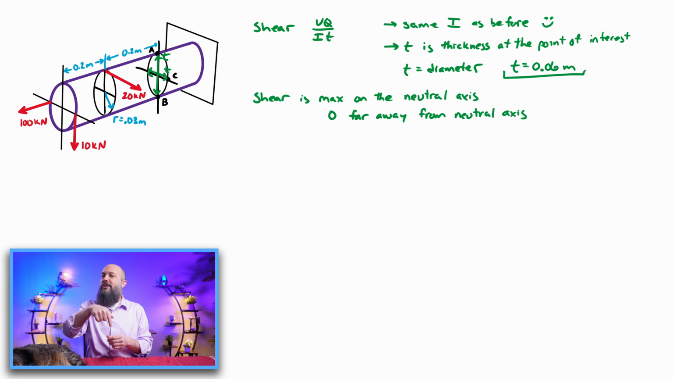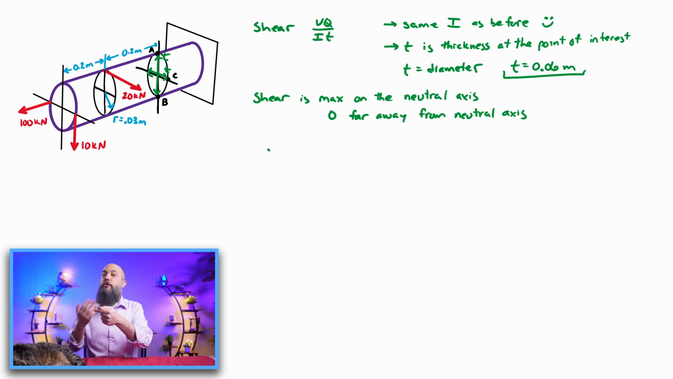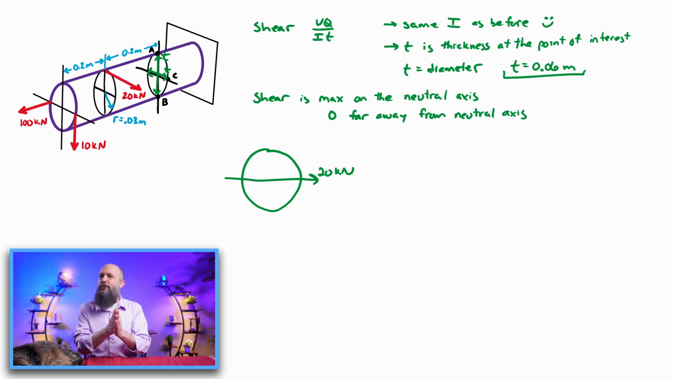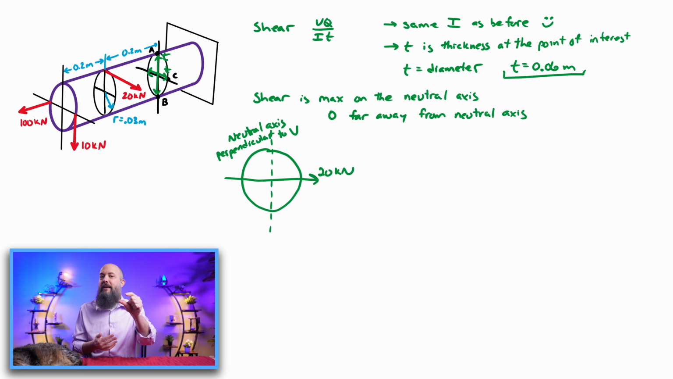In that case, C is going to be on the neutral axis for a vertical force. Let's look at a quick example. The 20 kilonewton force is pointing sideways. The neutral axis for shear is perpendicular to the direction of the shear force. So the neutral axis is vertical. This means for the 20 kilonewton force, A and B will be relevant for shear, but there'll be 0 shear at point C.